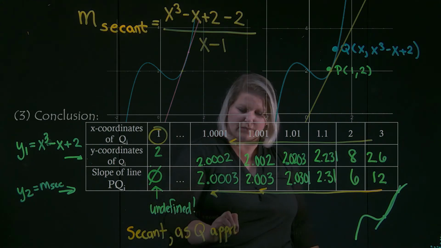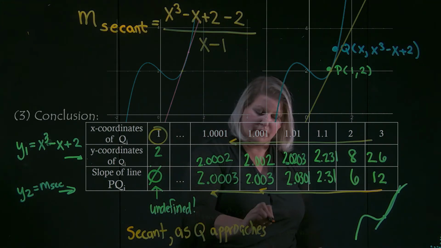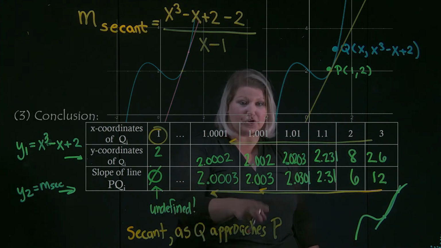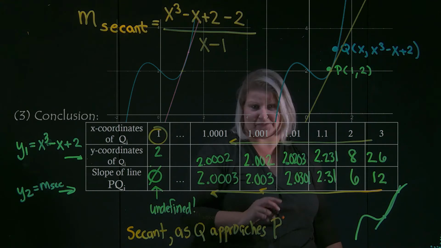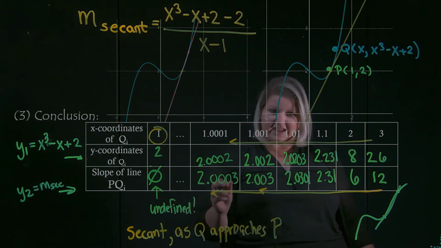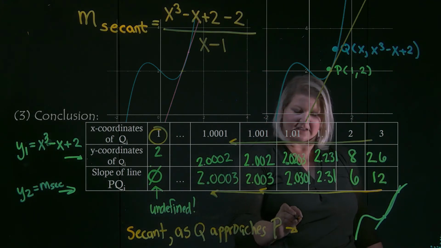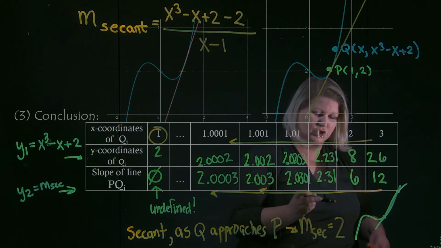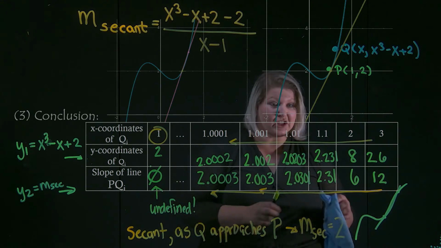As Q approaches P, which is really where the x-coordinate of Q is approaching 1, because the x-coordinate of P is 1, that means that the slope of my secant is equal to 2. At least it's getting close to 2.